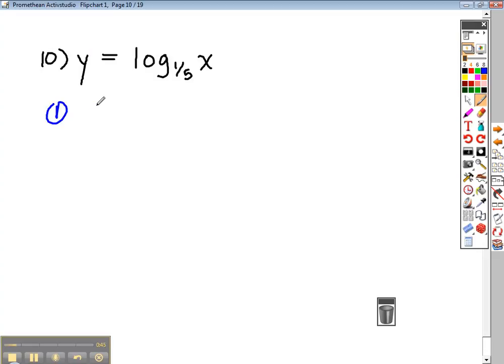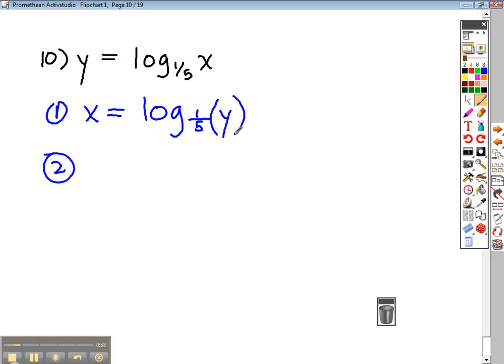Problem number 10, it says to find the inverse. Step 1 of inverse is switch the x and the y. So I got x equals log of 1/5 y. Now, step 2 is to solve for y. It's really hard to solve for y when it's in the log, so we have to rearrange it in exponential form. That's the base, that's the exponent, that's the answer. So the base is 1/5, that's the exponent, and then that's the answer. Now you've solved for y, so this right here is your f inverse of x.